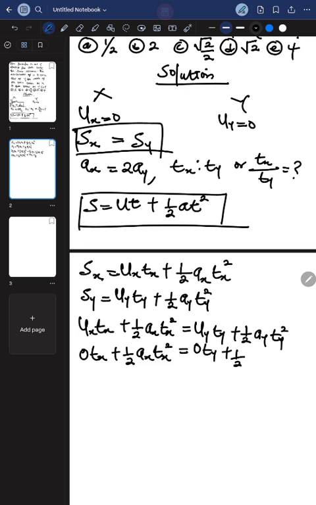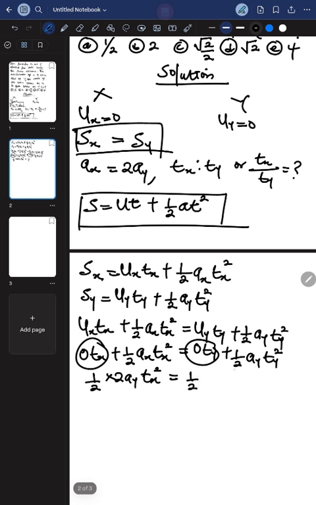Remember that we're told that your ax is 2ay, right? So, but let's go ahead. So ay ty squared. Now, this is 0. This is 0. This is 0. So that means I'm having 1 over 2 ax. Remember, you said your ax is 2ay. So that means that will be multiplied by 2ay tx squared is equal to 1 over 2, because this is 0 already, right? So 1 over 2 ay ty squared.